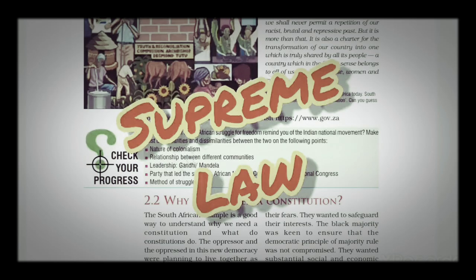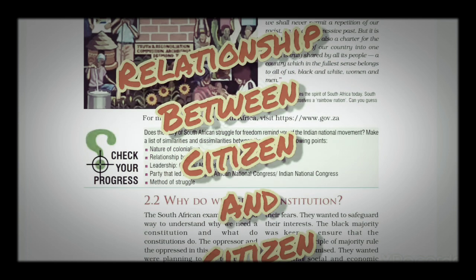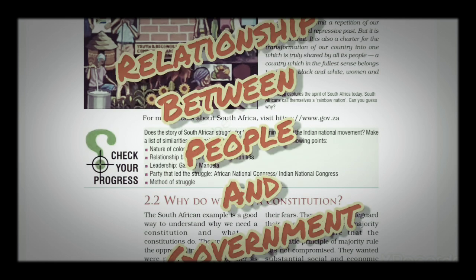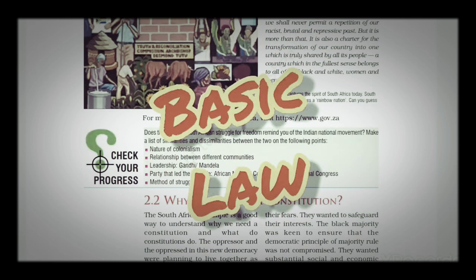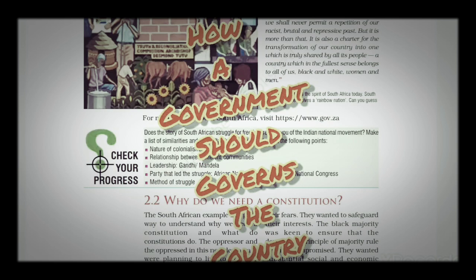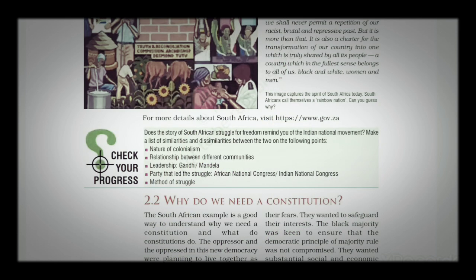Constitution is a supreme law that determines the relationship among the people living in a territory, called citizens, and also the relationship between people and the government. So the constitution is a basic law which deals with the relationship between citizens and citizens, and towards the government. It also tells us how a government should govern the country. So there are four main reasons why we need a constitution.